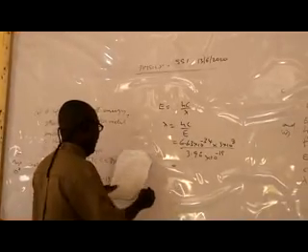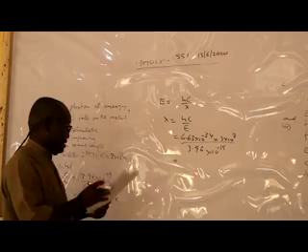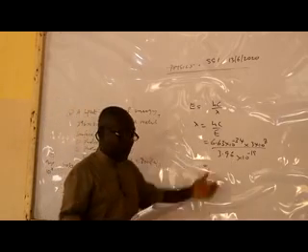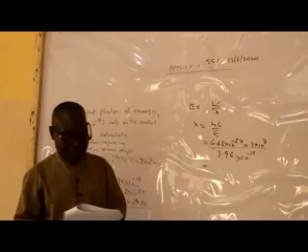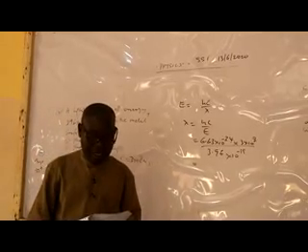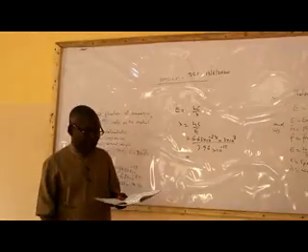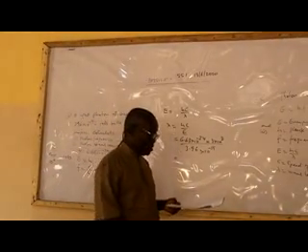I will give it to you as an assignment. I won't give the answer now. Just multiply this and divide by this. You get it. Then I will stop here.